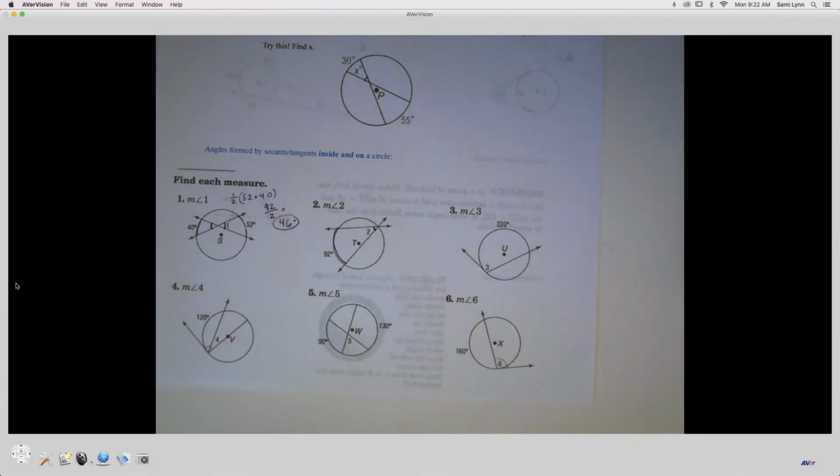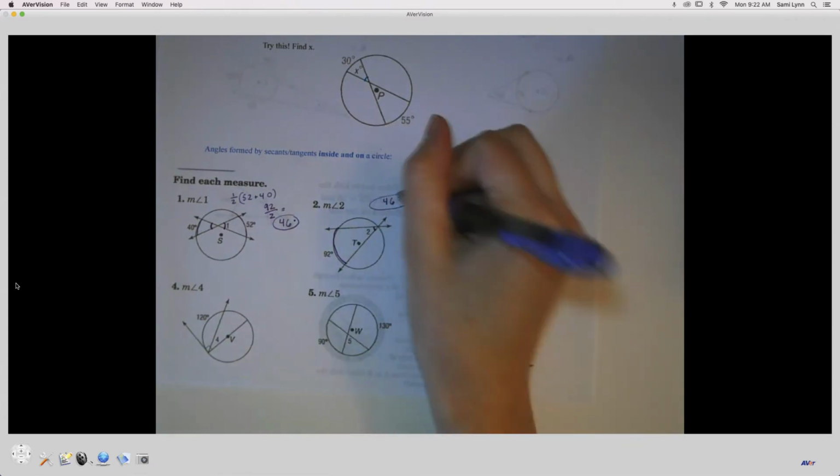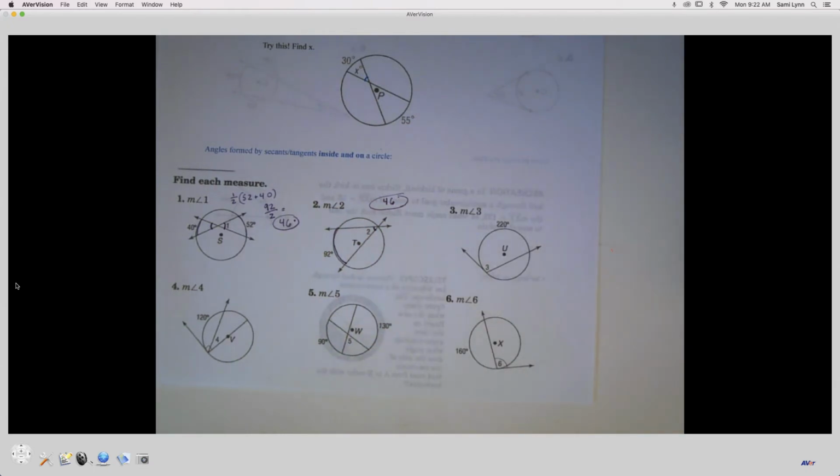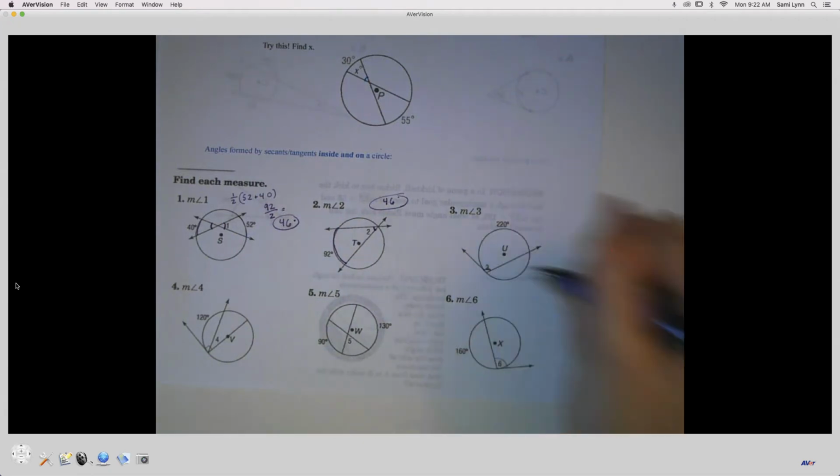92 divided by 2, conveniently, 46 degrees. How did that happen twice? No idea, but pretty cool. All right, angle 3 here. That's what I'm looking for.